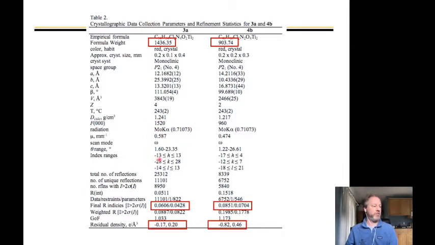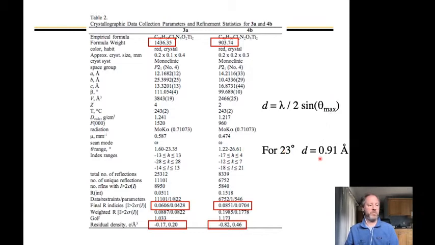And these are the index ranges. What this means is we went from an angle of 1 to 23 degrees, 1 to 26 degrees. And I said earlier that if you have a theta of about 23 degrees, that's giving you a d-spacing of about 0.9 angstroms. So if we're getting up to 20 to 25 degrees, we're getting sub-angstrom resolution of our data.